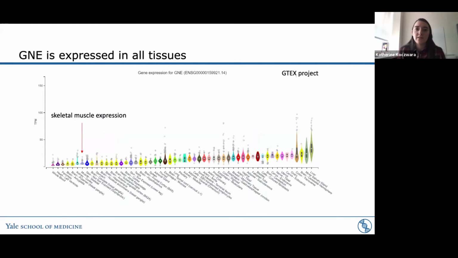One thing to note is that GNE is expressed in all tissues. So this is looking at GNE expression across a wide variety of tissue types. And actually, its expression in skeletal muscle is relatively low compared to all these other tissues. So it's very curious as to why GNE myopathy is a muscle-specific disease if GNE is present in all tissues, but the disease is only affecting muscle.